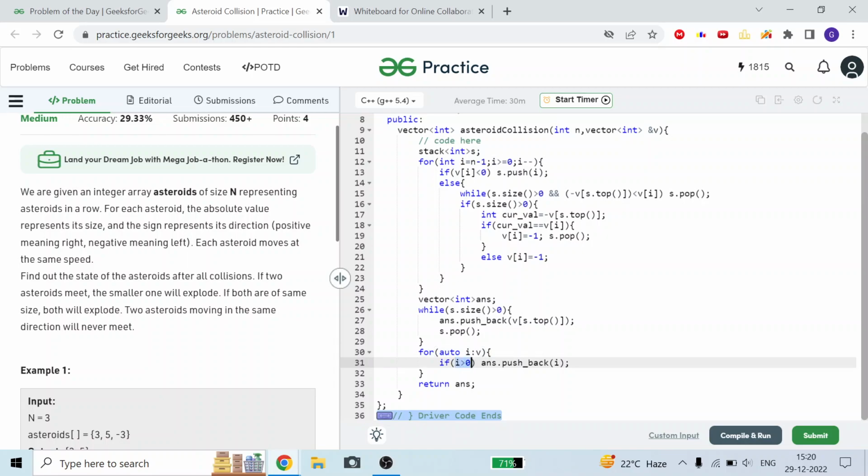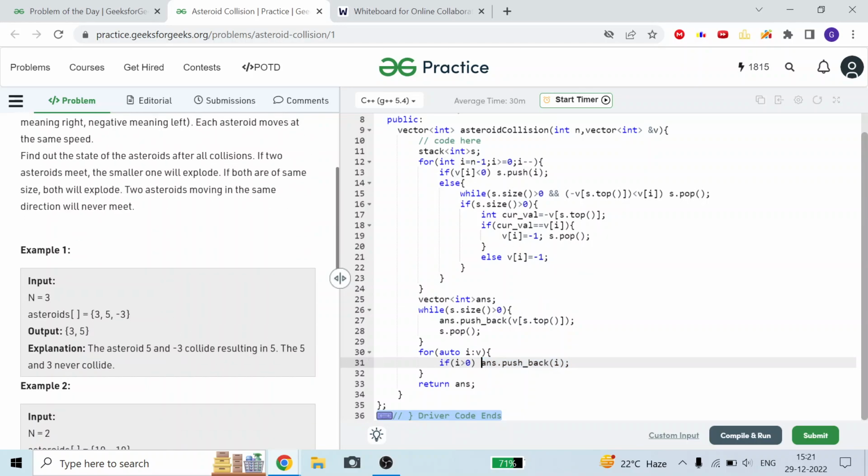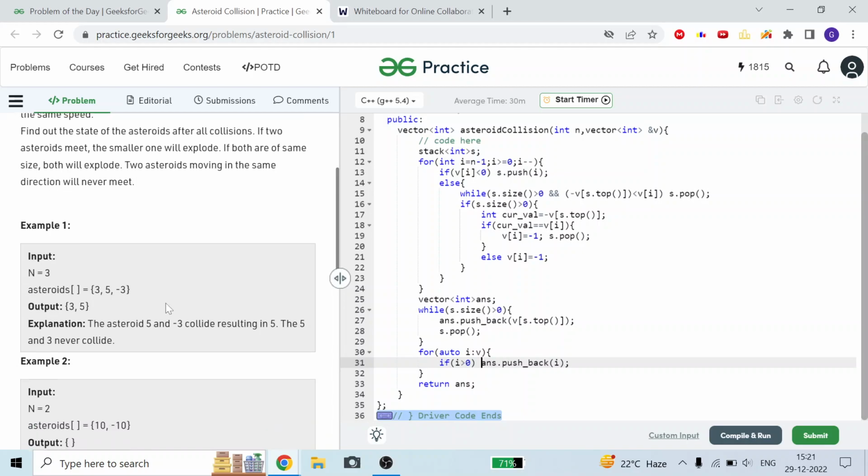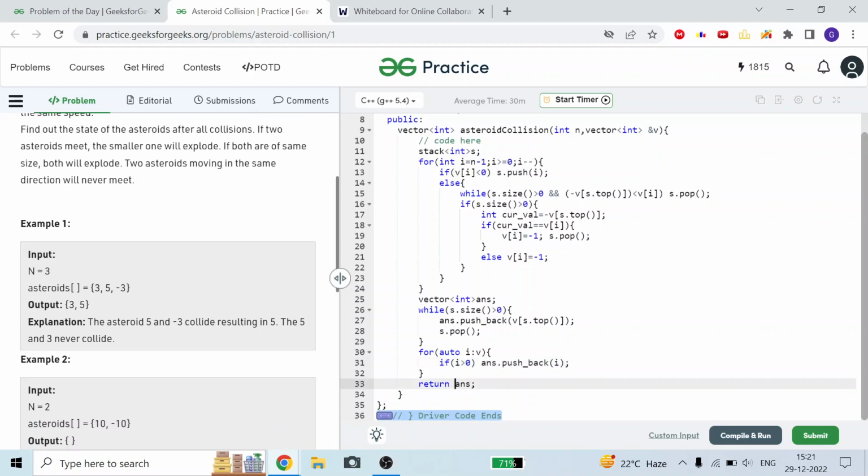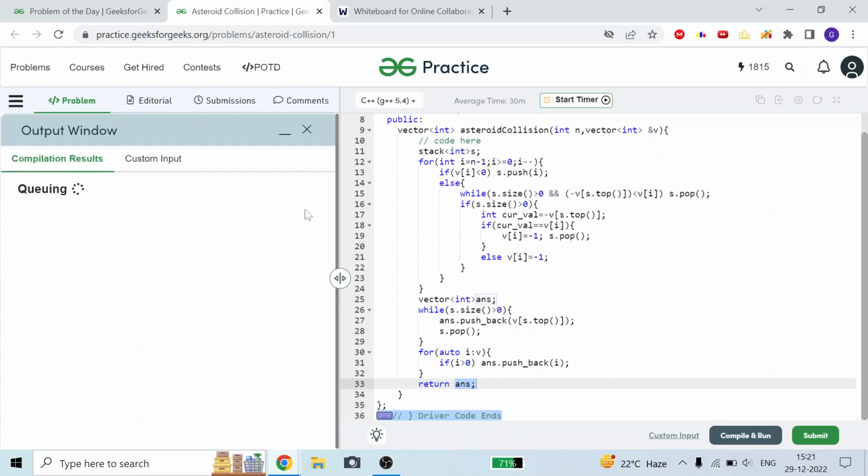Now for auto i, meaning all elements of my v, all asteroids. If the ith value is greater than 0, it means this did not explode from any minus element. Like you can see, if it is going to explode, v[i] will be equal to -1, and -1 is less than 0, so this condition will never be true. So we will push back the ith element. This i represents the element. Like here, if I am running a loop for i in v, then i means 3, then 5, then -3, one by one all elements. Then at last I just need to return my answer.